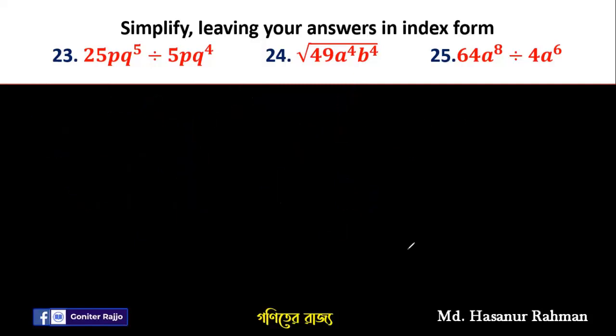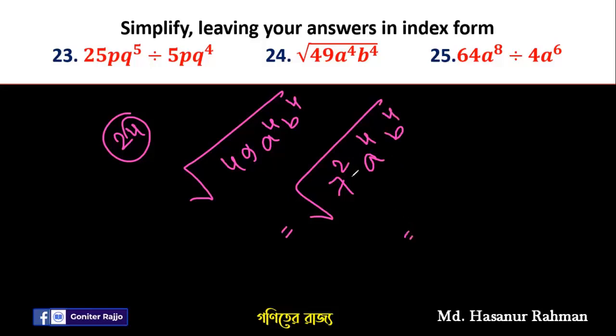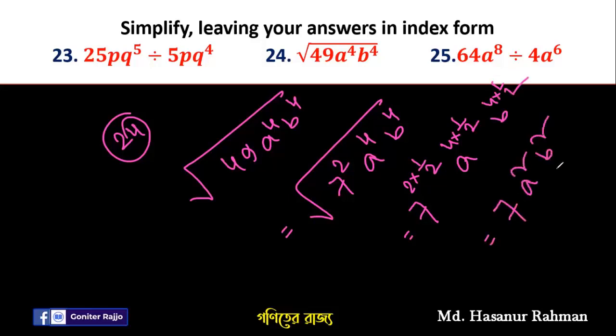Very simple. Now 24. 24 says square root of 49 a to the power 4 b to the power 4. Instead of 49, we can write 7 squared, and a to the power 4 b to the power 4. Square root means we have to multiply the power by half, or we can divide the power by 2. So 7 to the power 2 multiplied by half, a to the power 4 multiplied by half, b to the power 4 multiplied by half. So the final answer will be 7 a square b square. And that will be the final answer of 24.